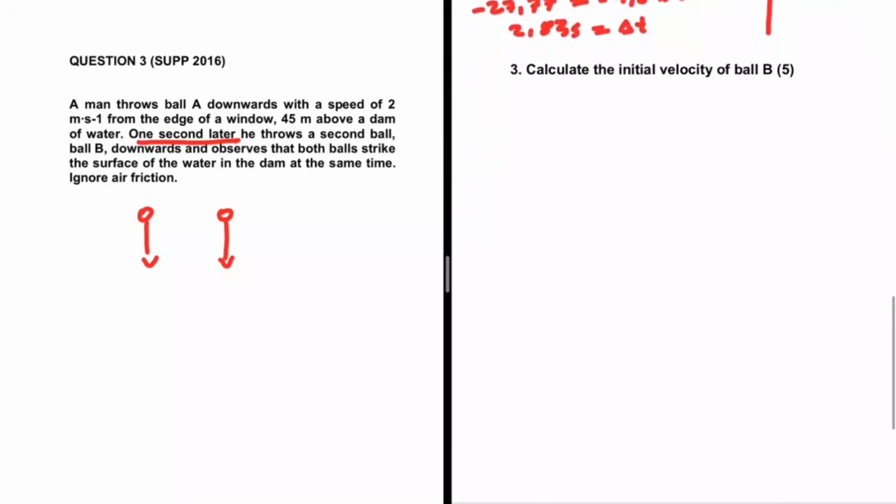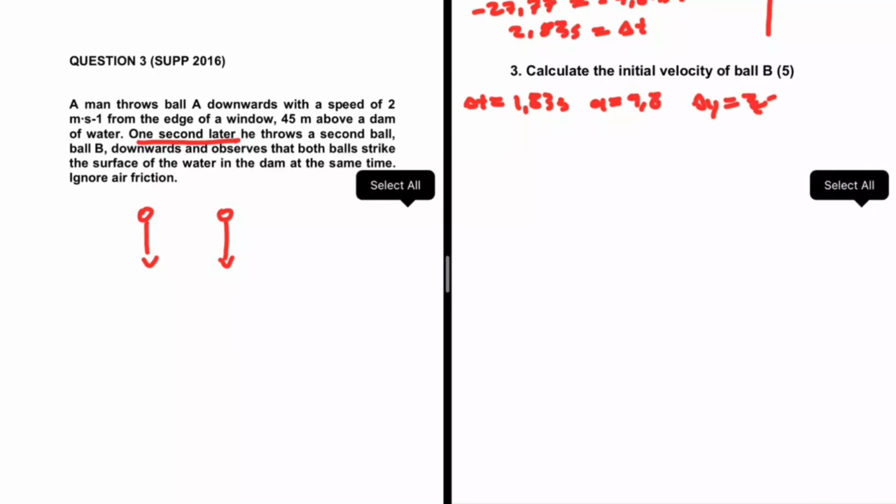Question 3, calculate the initial velocity of ball B. Okay, so let's take a look at the information we have with regards to ball B. We now know that the time taken by ball B is 1.83 seconds. We know the acceleration, 9.8. We know the displacement, 45 meters downwards. And we are looking for the initial velocity. With these 4 variables, we can say that delta y equals VI delta t plus a half acceleration delta t squared.